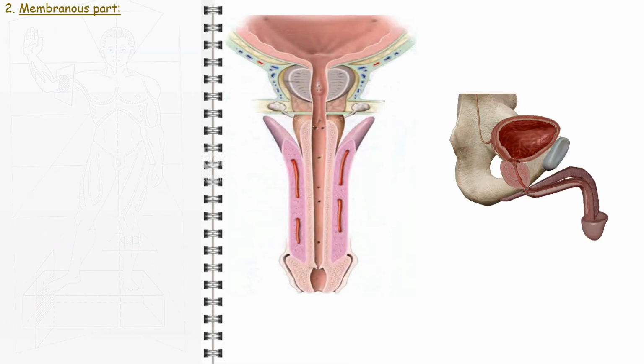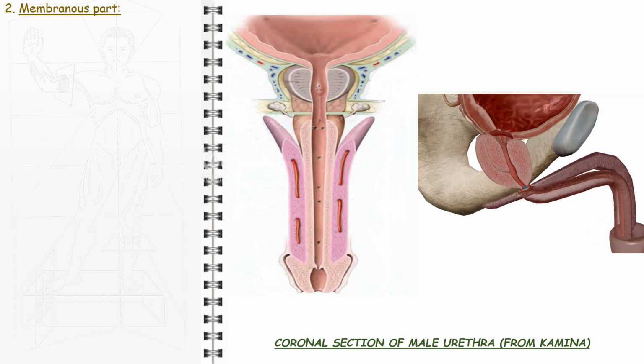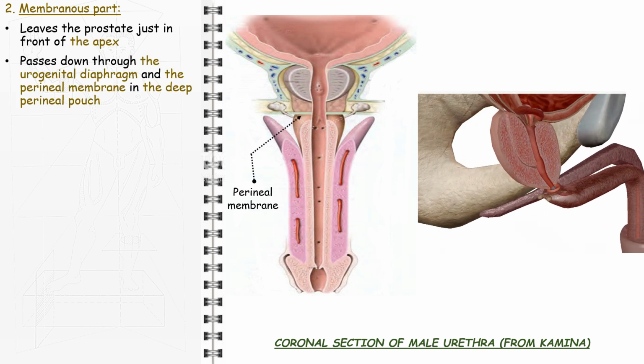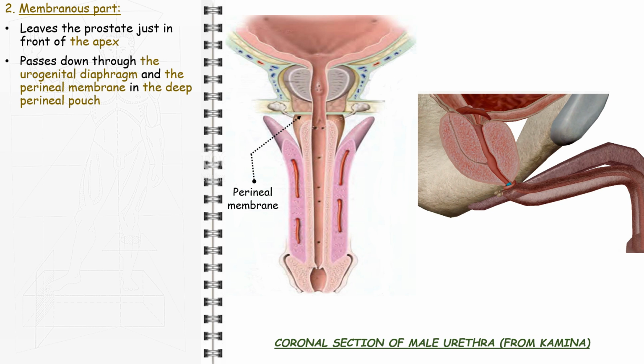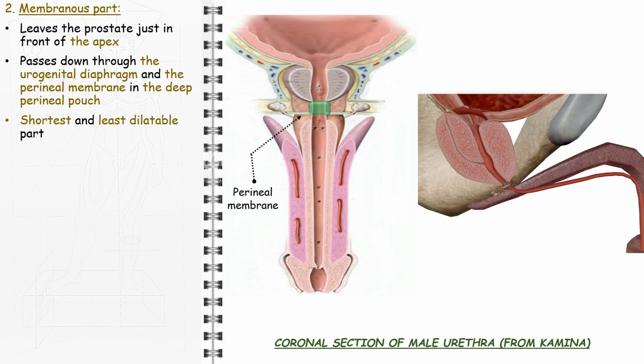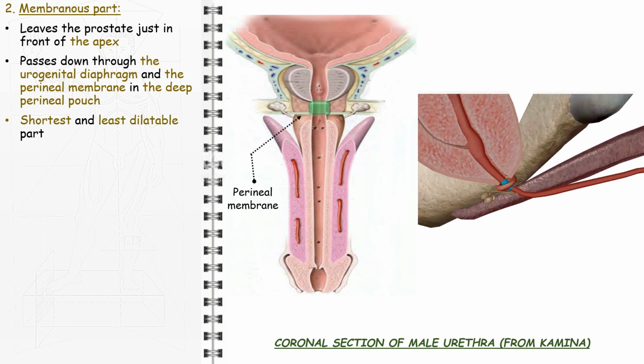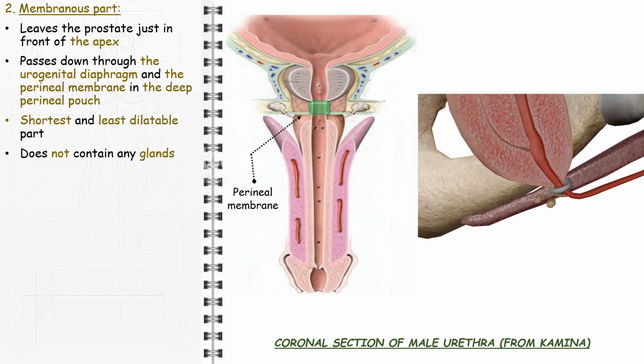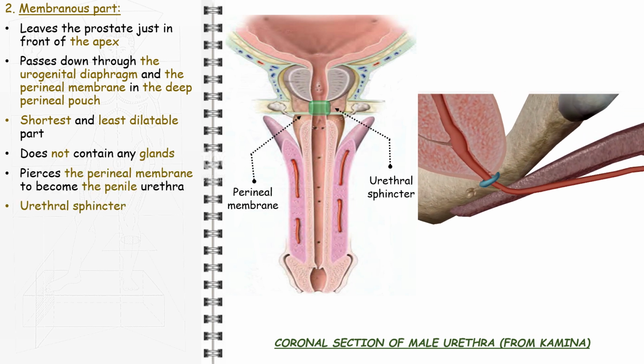The membranous part leaves the prostate just in front of the apex, passes down through the urogenital diaphragm and pierces the perineal membrane in the deep perineal pouch to become the penile urethra. It is the shortest and least dilatable part. Structurally, it does not contain any glands and is surrounded by the urethral sphincter.